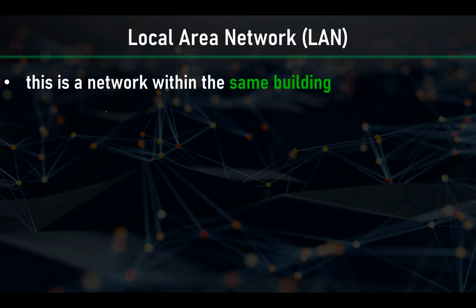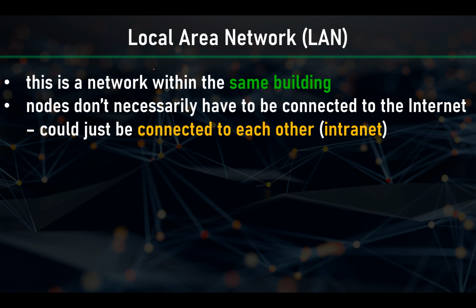So this is a network within the same building. Nodes: when it says nodes, basically devices or anything connected to it. Nodes don't necessarily have to be connected to the global internet. They could just be connected internally to each other. And if they're just connected to other devices on the network, then it's an intranet.